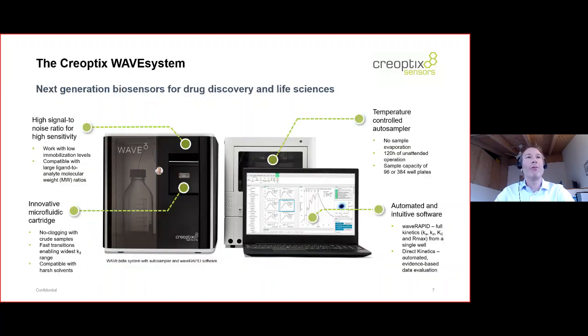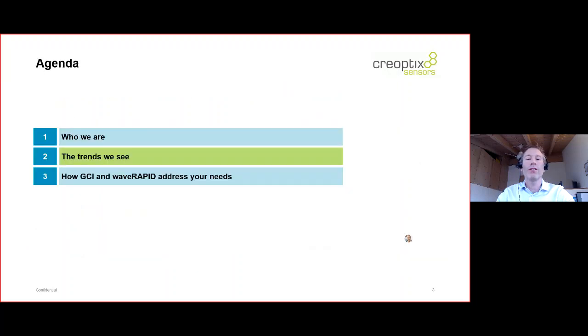Now, this is how our product actually looks like. The 3 main competitive advantages are a best-in-class sensitivity for measuring the most challenging interactions, a no-clog microfluidics technology for crude sample compatibility, and at the same time clean kinetics with the broadest range of off-rate, spanning weakest to tightest binders. Now, last but not least, we recently introduced a novel method, Wave Rapid, which gives full kinetics from a single well. And I will dig particularly more into that topic later on in the talk.